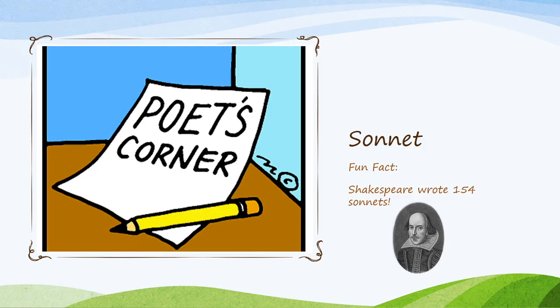It's that time again, Poets Corner. Our last poem that we are going to cover is called a sonnet. If you had a chance to go through Miss W's YouTube page, I covered William Shakespeare's sonnet number 18. And this is a fun fact. Shakespeare wrote 154 sonnets. He was first well known for being a poet, and then he started writing plays.